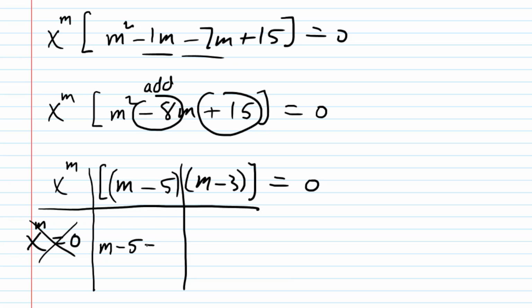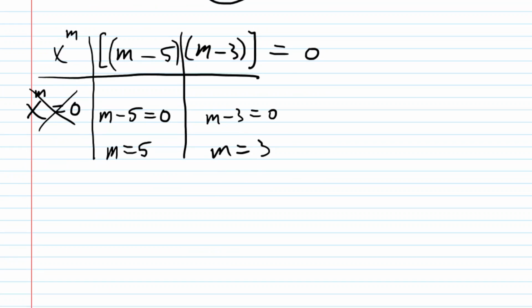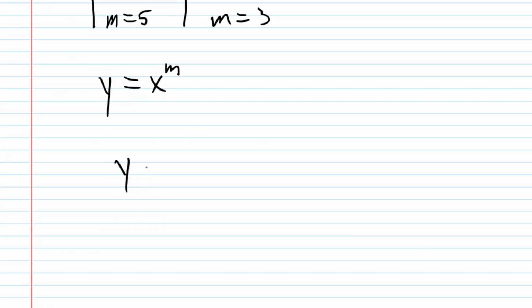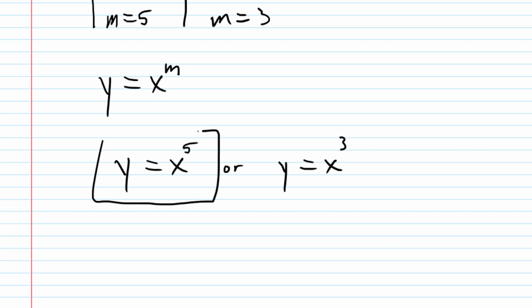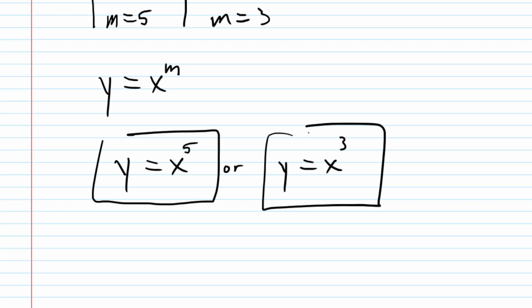But in the middle, we have m minus 5 equals 0. We add 5 to both sides, and we get m is equal to 5. And then similarly, in the last term, we end up getting m is equal to 3. So we actually have two answers. Remember that the original power function was simply x to the power of m. And therefore, the two solutions to the given differential equation will be y is equal to x to the power of 5, or y is equal to x to the power of 3. Both of those power functions would satisfy the given differential equation.